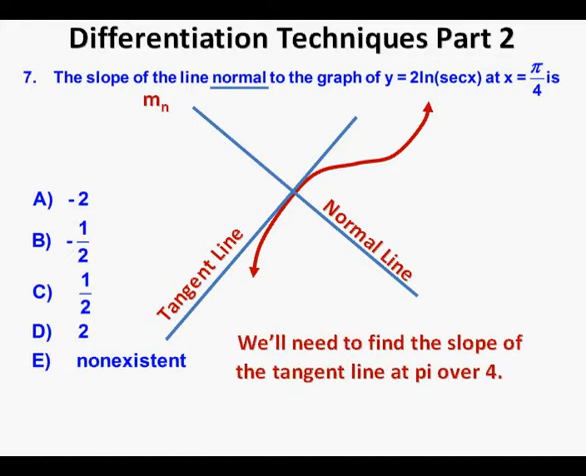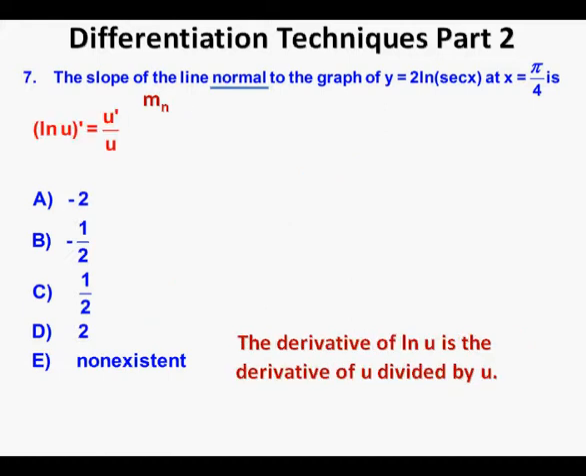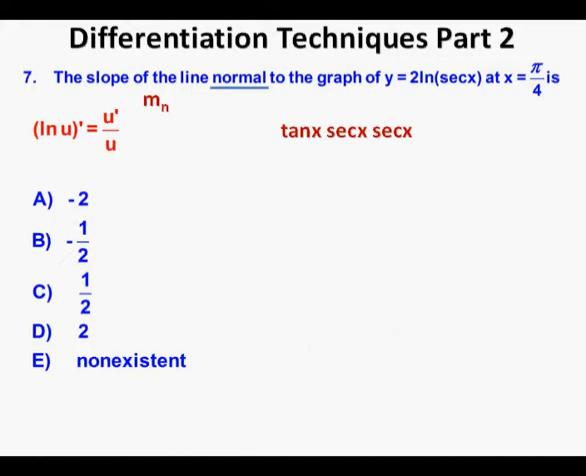So to find the slope of a normal line, we must first find the slope of the tangent line, and to find the slope of the tangent line, we need to differentiate the function and evaluate the slope at an input value of pi over 4. Here we are taking the derivative of a natural log in conjunction with the secant differentiation. And the derivative of ln u is the derivative of u, or u prime, divided by u. So we'll need to get the derivative of secant x.